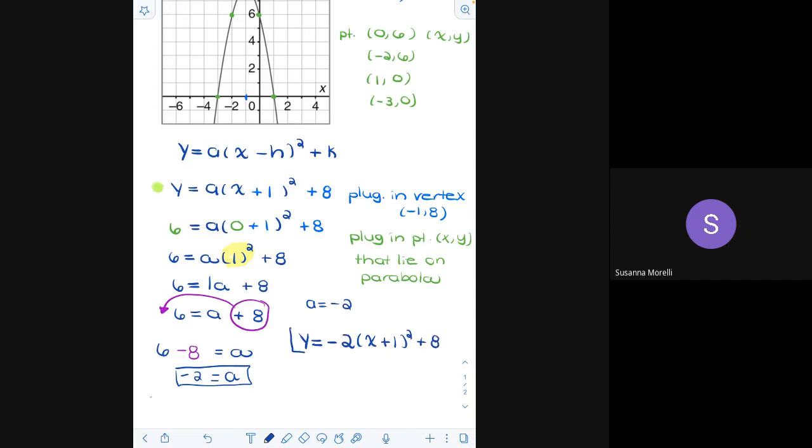So in our final step, we have our vertex and our a value called out. The point in green that I used to find the a value is just to find the a value, but then we don't use it again. The final equation will have the vertex and the a value. The green point is just used as a tool to find that a value.